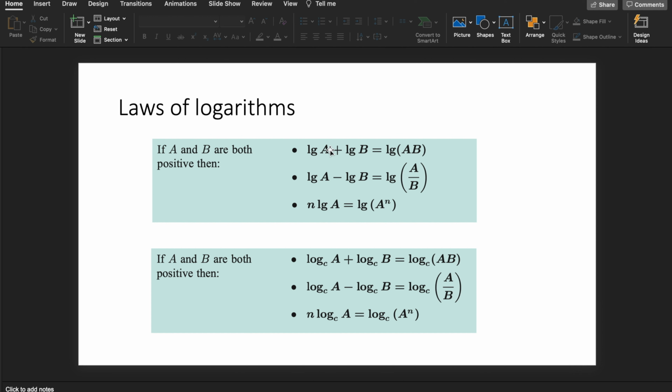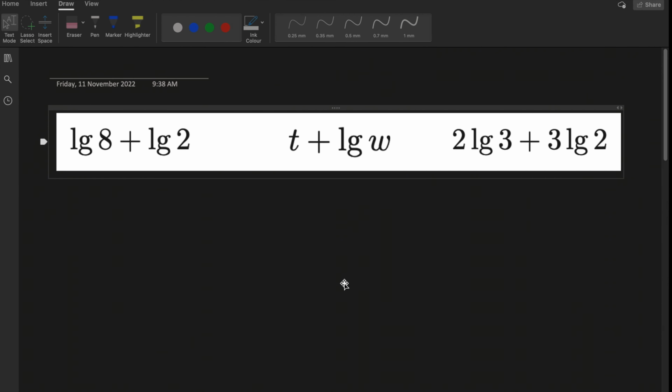So when there is an addition symbol, you should multiply those two values. And when it's negative, you're supposed to divide them. And note that the base for these two logarithms is the same. Over here it would be 10. And then the last rule is n log A, giving log A to the power of n. So let us work on some examples.